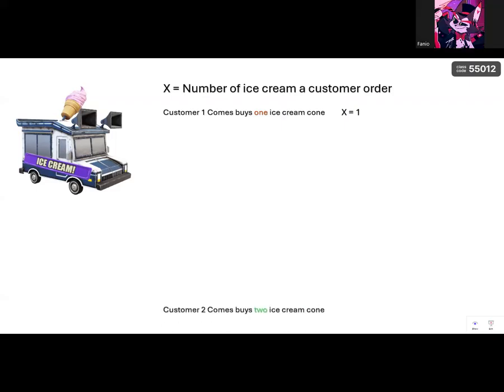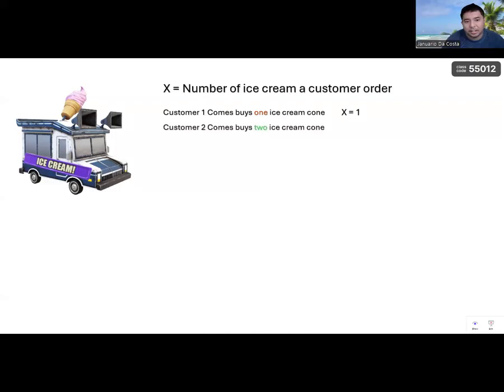Okay. Yes, teacher. What about this? Customer number 2 comes and buys 2 ice cream and cone. X is 2, because the customer buys 2 ice cream.